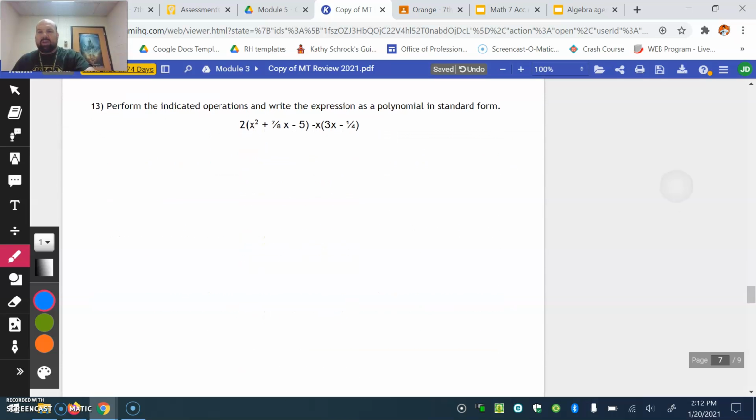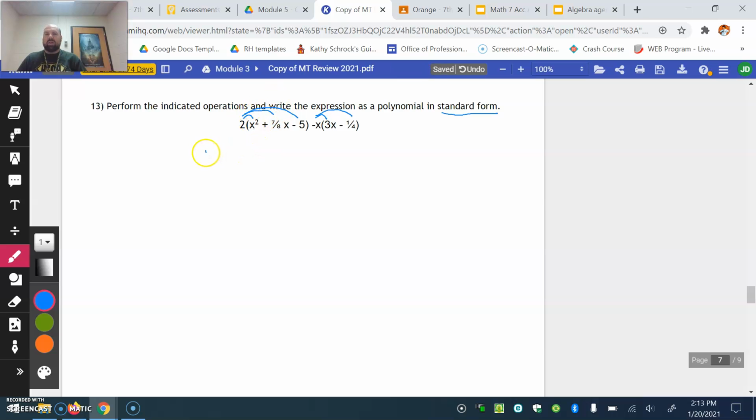Okay, we have one more problem to solve. That's 13. Perform the indicated operations and write the expression as a polynomial in standard form. Okay, now, standard form is going to be the key. So here's what you're going to do. You're distributing the 2 first, and then you're also going to distribute the negative x. I'm going to do that all in one step.